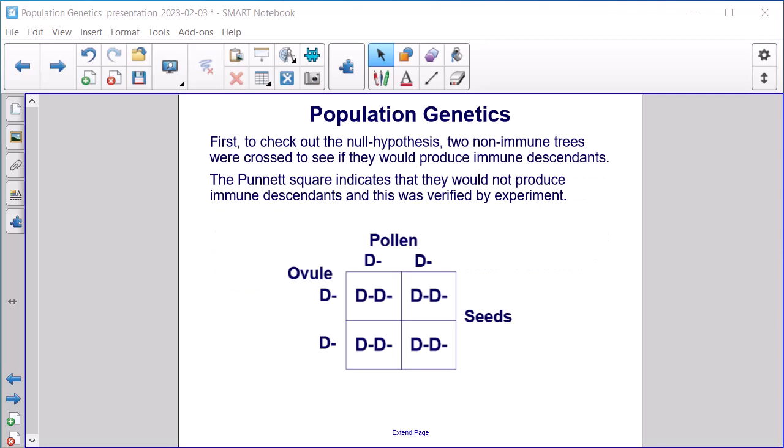First, to check out the null hypothesis, 2 non-immune trees were crossed to see if they would produce immune descendants. The Punnett square indicates that they would not produce immune descendants, and this was verified by experiment. So you can see crossing 2 non-immune plants produces seeds that are also not immune.